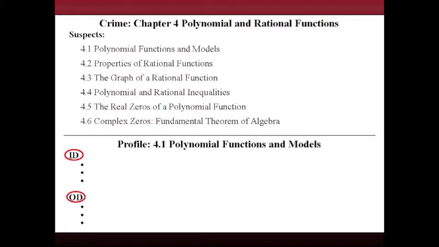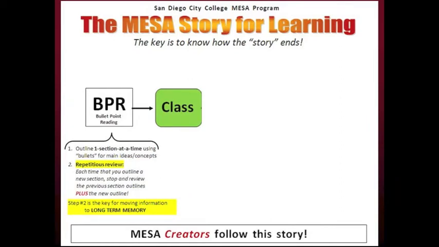The OD section in the suspect profile refers to other details. If necessary, you can find these details in the corresponding section of the book. Remember, your profiles must include enough information for you to recognize each suspect. If you don't understand something when doing BPR, just write a list of questions to ask in class. There is no pressure when doing BPR. You are simply preparing yourself for class.